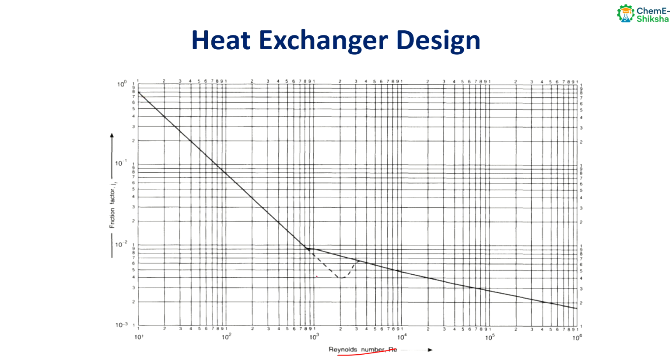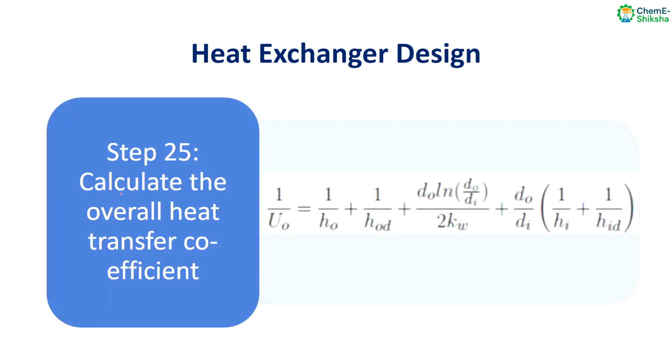Now, if we know only the Reynolds number, from this curve we can calculate the friction factor Jf. After calculating the heat transfer coefficient for shell side fluid and tube side fluid, we can calculate the overall heat transfer coefficient of the heat exchanger, which is the last step of this heat exchanger design. So the overall heat transfer coefficient is U naught.